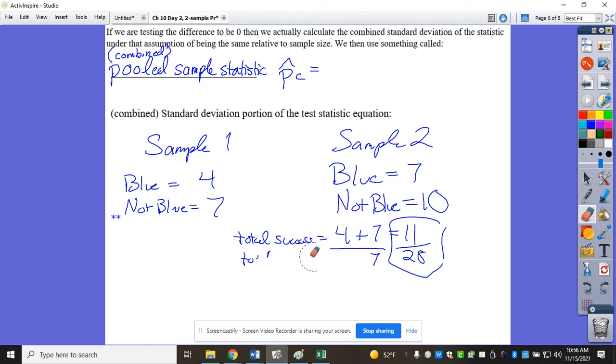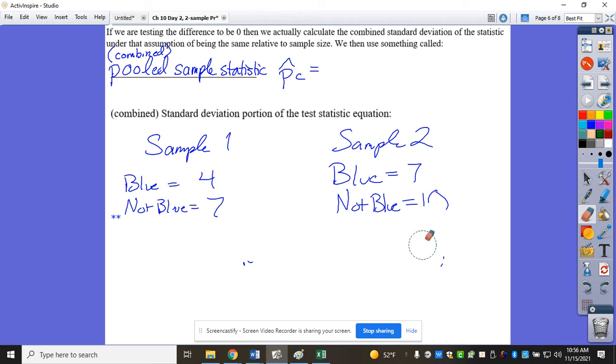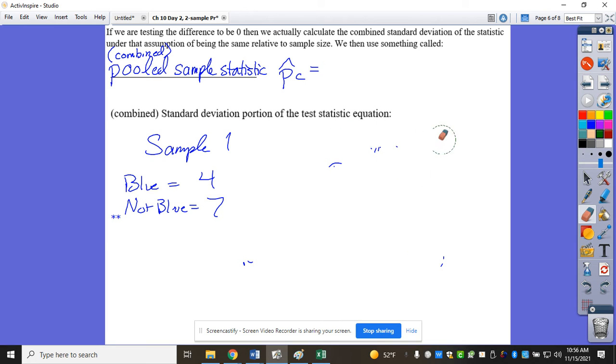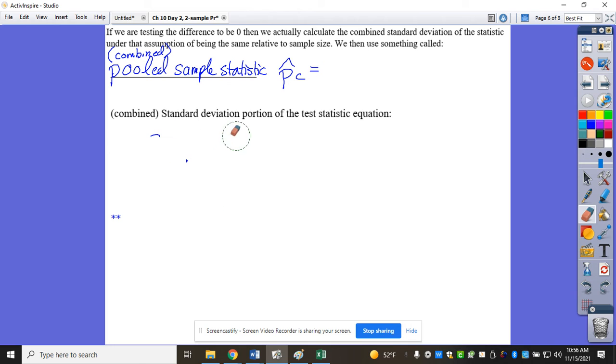So how do I find P hat C? You just told me how to do it. Let's put it in symbols. So 4 and 7 that I added together, what are those? What do we usually call those? Successes. If I have one variable for number of successes, it's what? So I have x1 plus x2, and I divided that by what plus what? N1 plus N2.